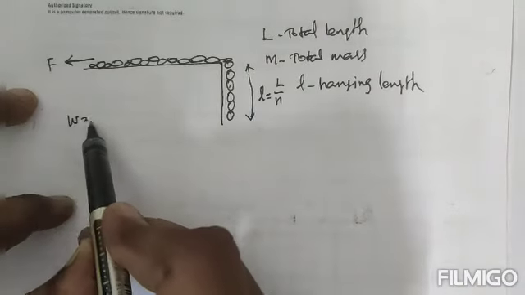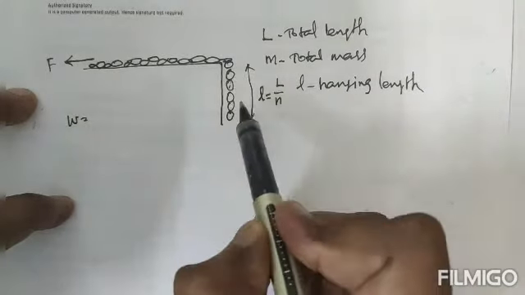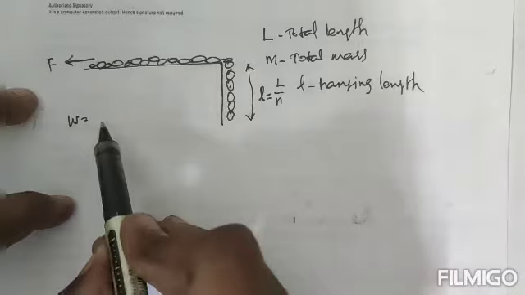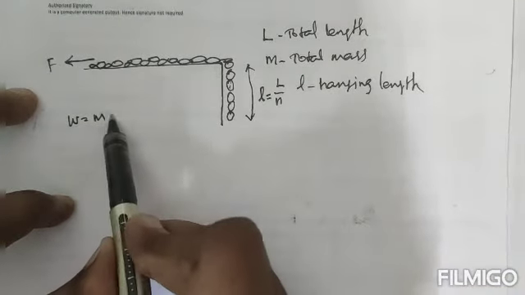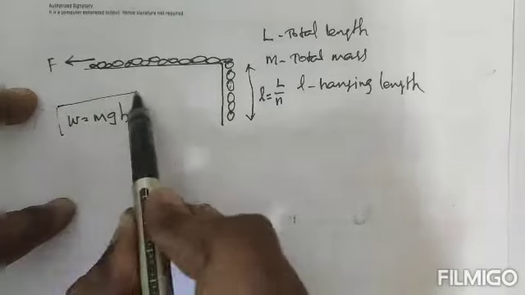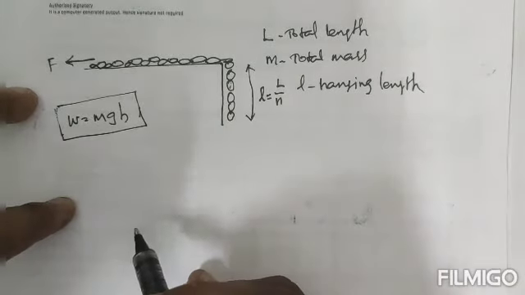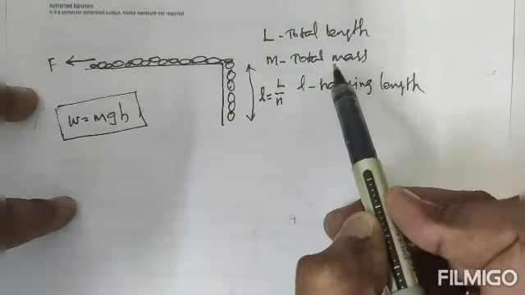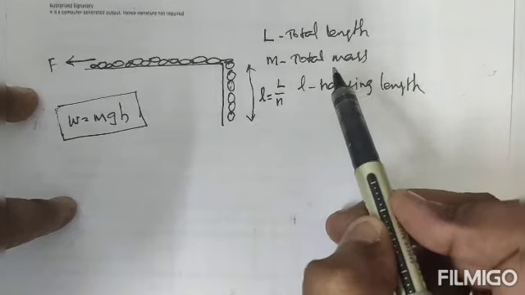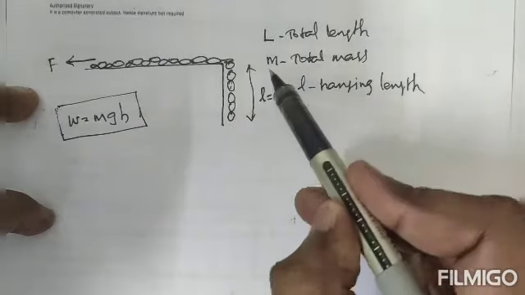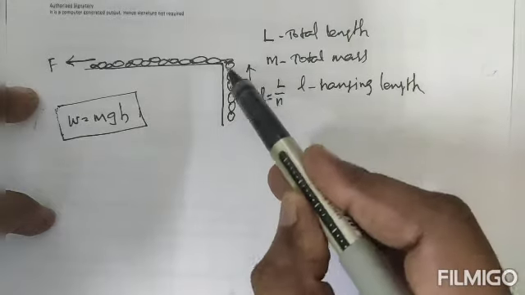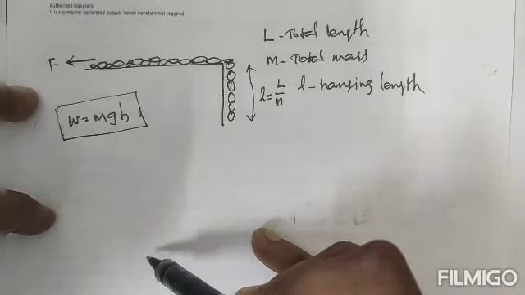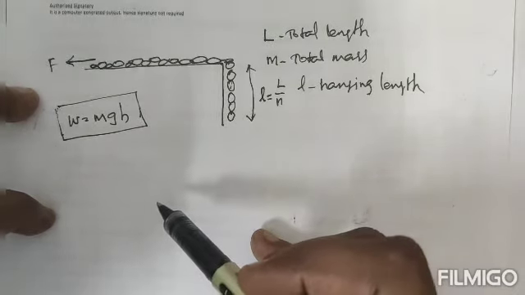Generally for the work done formula, the hanging part is moving in the upward direction, so it depends upon the potential energy, because it depends upon the height, so mgh. So this formula only we are going to modify. Here m means the total mass of the chain, but now we are going to calculate the mass of the hanging part. How to find the mass of the hanging part?